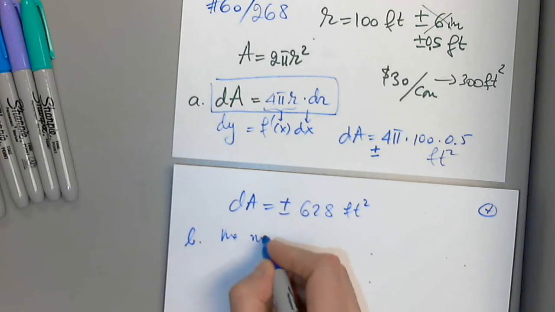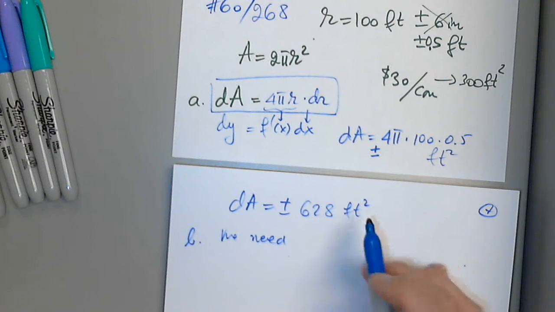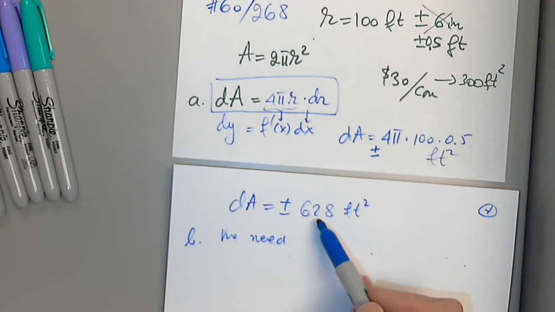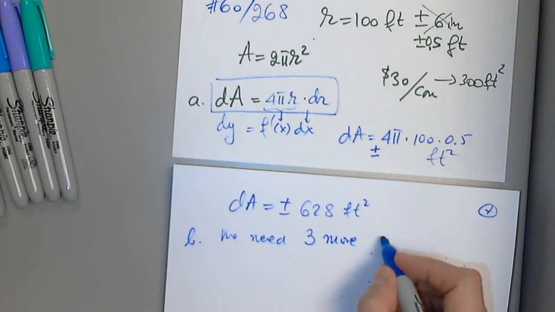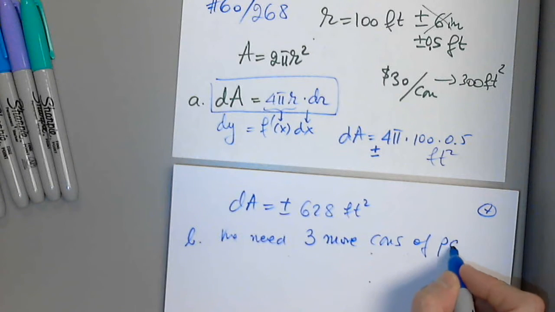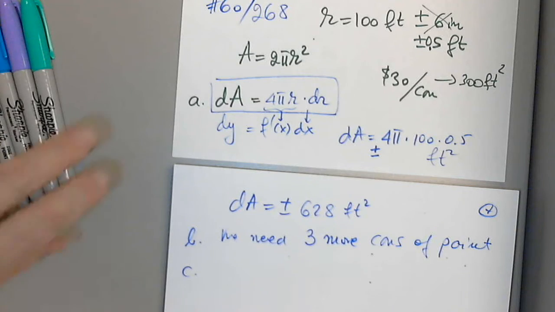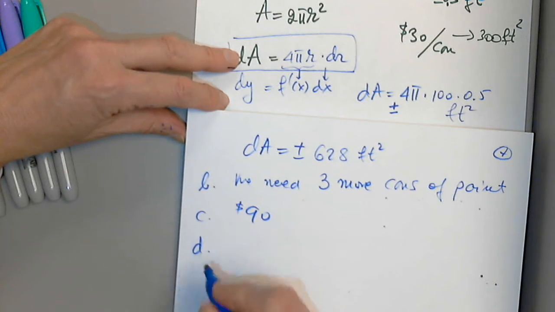So 300 is for one. This is just the extra. 300 is for one, 300 is for the next one, for 600. And I have 28 left over. So we need 3 more cans of paint. Part C. How much extra should the painters plan to spend? Yes, $90.